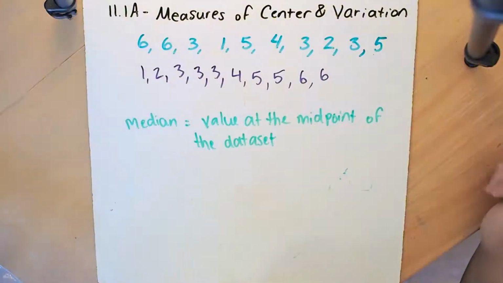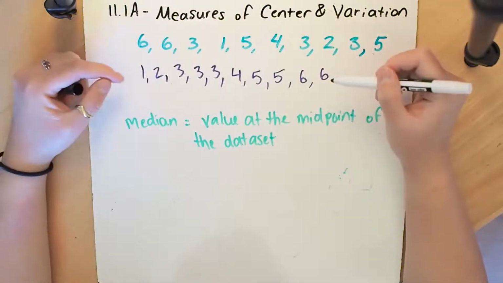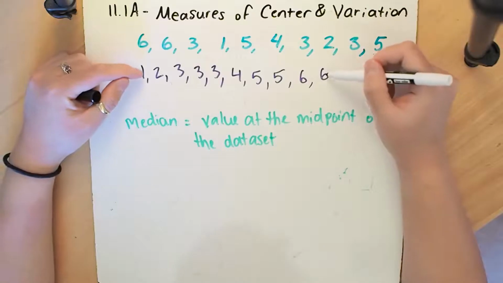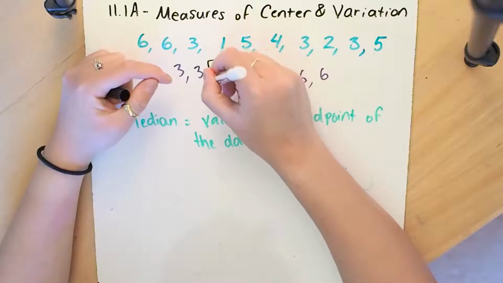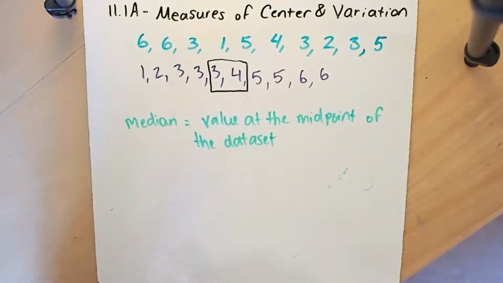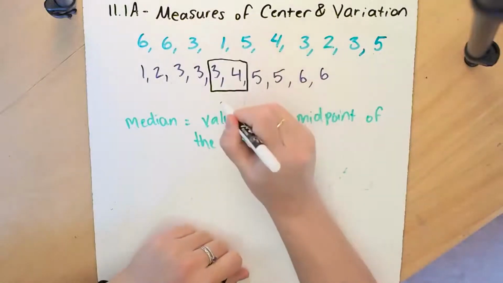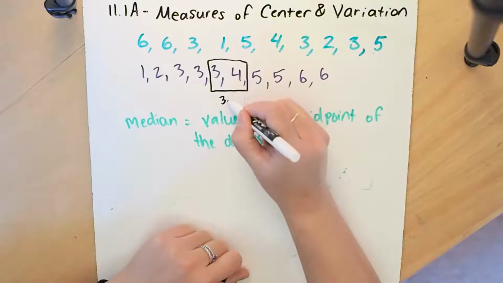When we talk about the median of a data set, we're talking about the value that lies at the midpoint of that data set. What you could do with the data set is start at the outside of the data set and go 1, 2, 3, 4. Oh, it looks like the median is going to lie in between these two numbers. So we would average those numbers and we would find that the median, or the value that lies in between 3 and 4, is 3.5.